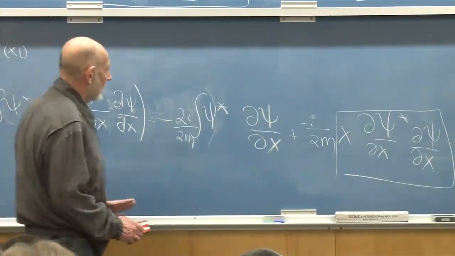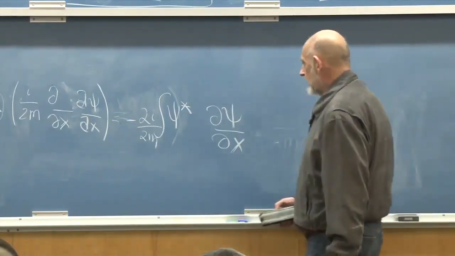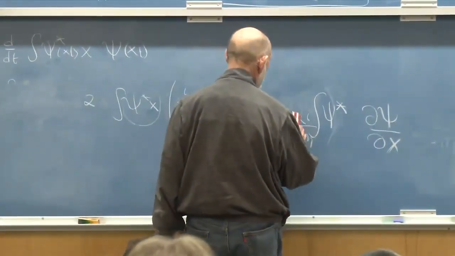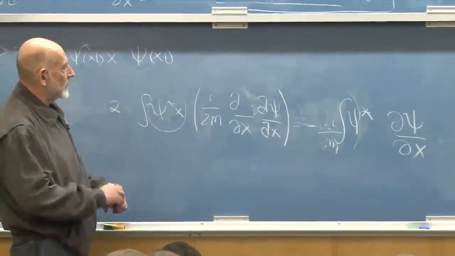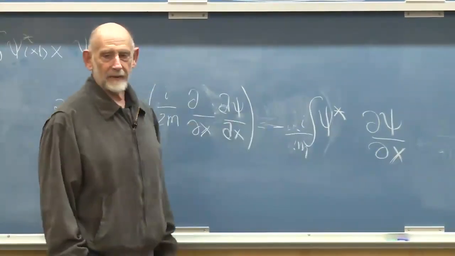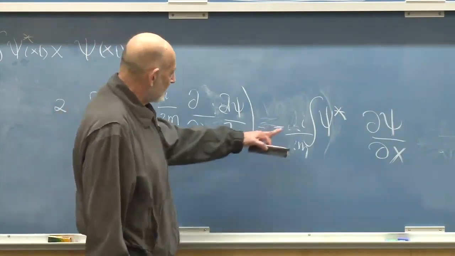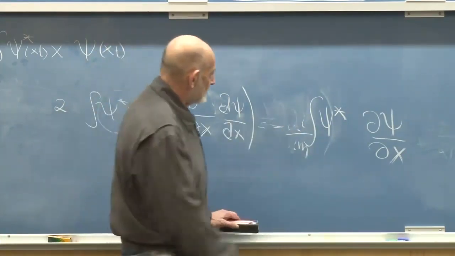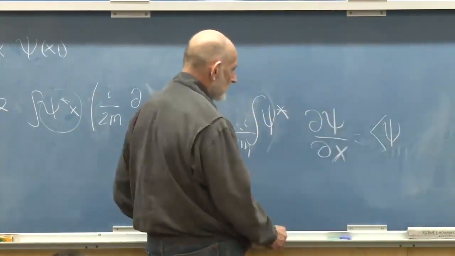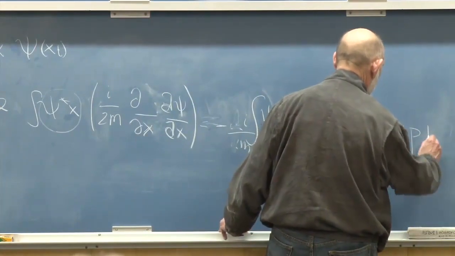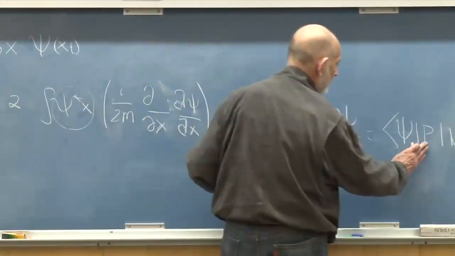So the only thing that's left is this: i over 2m with a minus sign times psi star d psi by dx. Now I'm going to tell you exactly what this is. What is minus i d by dx? It's P. Minus i d by dx is P. So what this is, it's the expectation value of P divided by m, P over m.